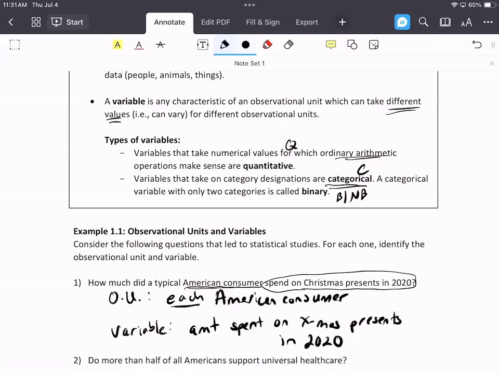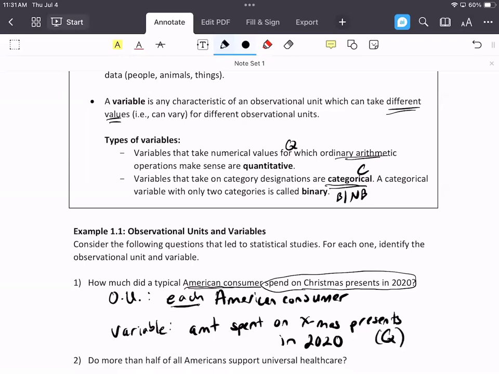I don't ask specifically, but let's identify, is this variable categorical or quantitative? Well, let's think about it. We're saying we're going to record the amount that someone spent. Let's say they spent $500 on Christmas presents in 2020. Is that a category? No, we can take each person's amount, add them together, and divide by the number of people that we've collected the data on, and that would give us an average. So that makes sense. It's quantitative.